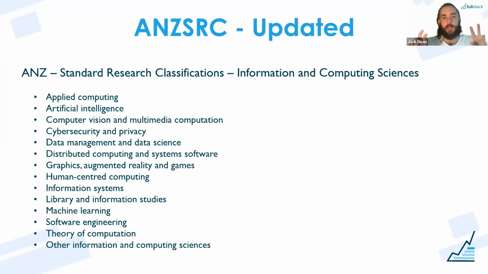So these are the areas of computer science that you might be working in. It's worth actually just tracking this down and having a bit of a look and a read to really see what classification your research is in.